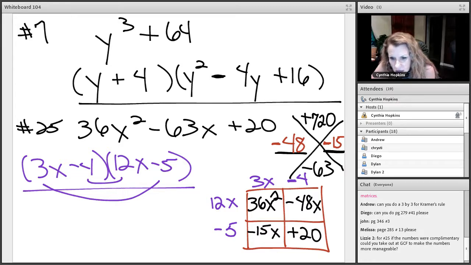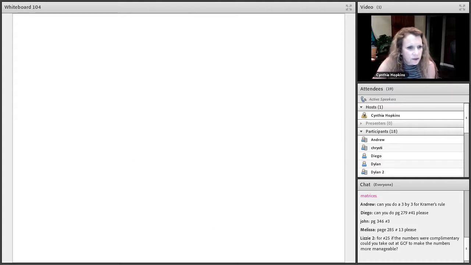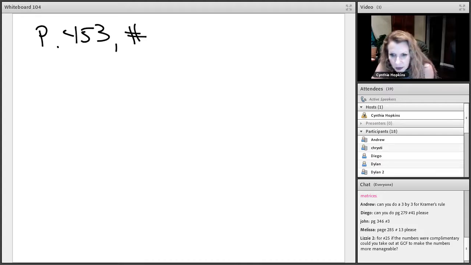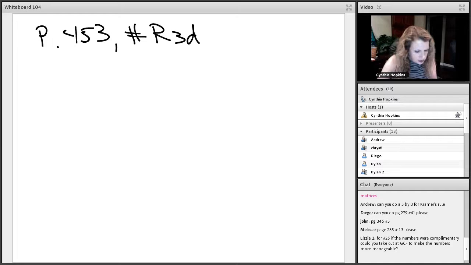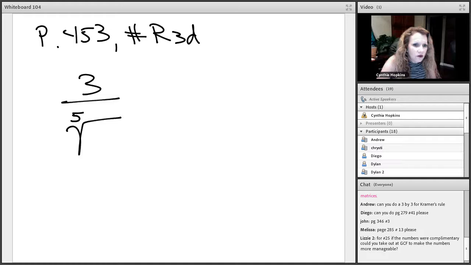Okay, John has a question on page 453, number R3D. Okay. All right. It says 3 over the 5th root of 3.